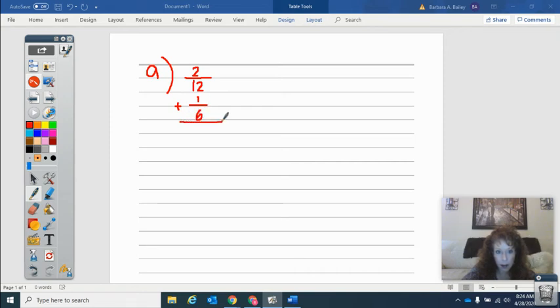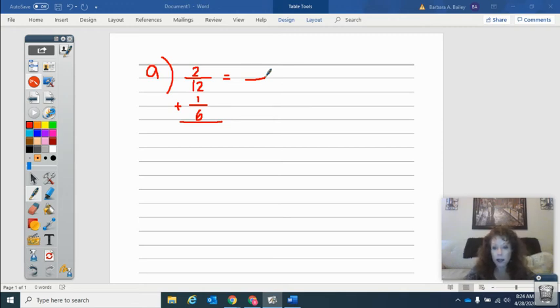The first thing when adding fractions, we have to look at our denominators, and we see they are not the same. We do not have like denominators, so we cannot add them yet. I'm going to need to change them into fractions that have the same denominator without changing the value of the fraction. That's why we call them equivalent fractions.